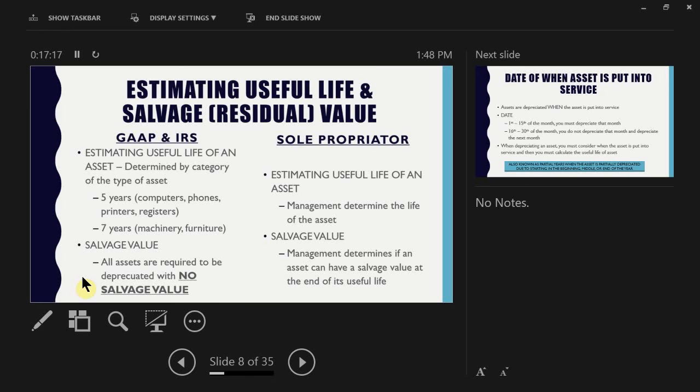Okay. But if you decide to be a sole proprietor, again, you get some leniency on the useful life as well as the salvage value. So what sole proprietors can do is make their own estimate of useful life. Now, of course, if it's a printer, right? Depending on how often I use my printer, I might as well say this printer is going to last me 20 years. No, you can't just make that assumption. What you need to do is actually do the research.